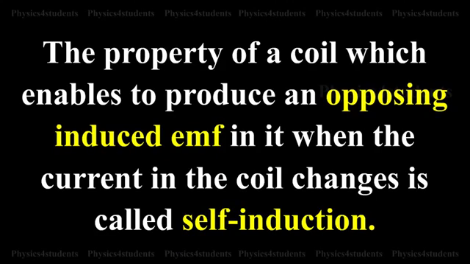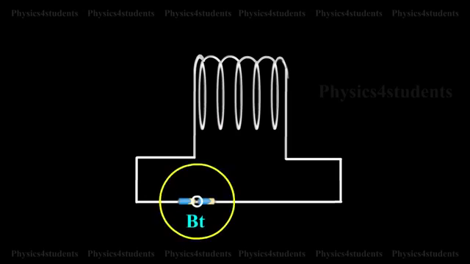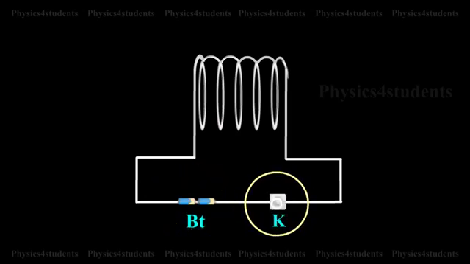Self-induction. The property of a coil which enables it to produce an opposing induced EMF in it when the current in the coil changes is called self-induction. A coil is connected in series with a battery and a key K.